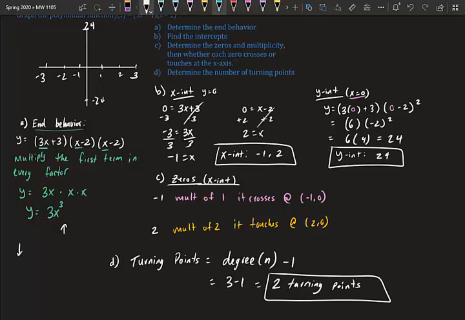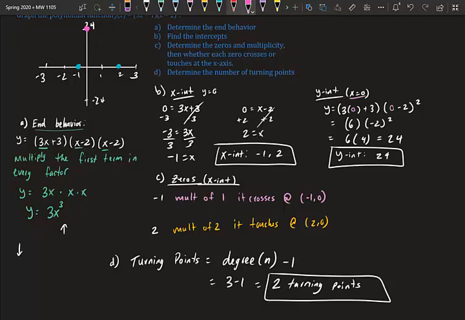So we have 2 of them at -1 and 2. I'll explain crossing and touching in a second. We have another y-intercept at 24. Those are all of our intercepts. Awesome. Now we graph this.